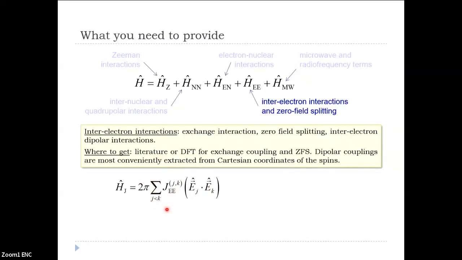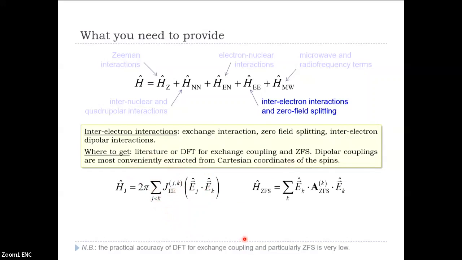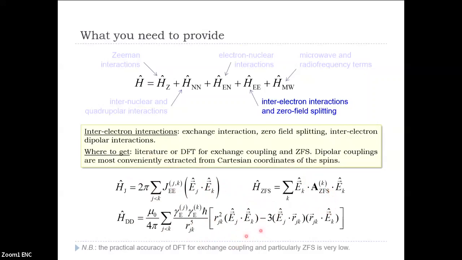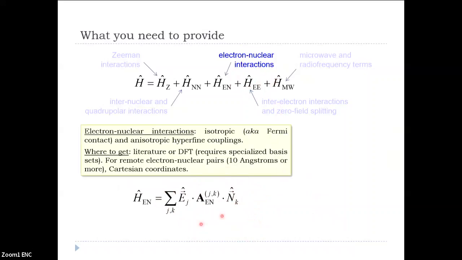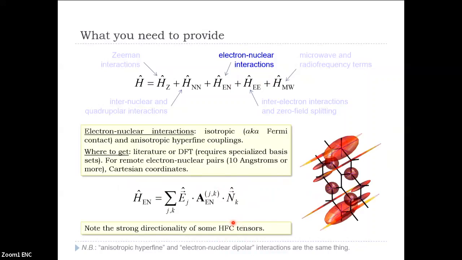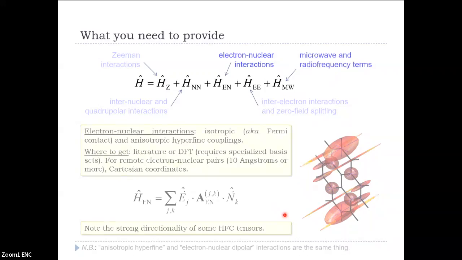Okay, so electrons also have J coupling. It's called exchange interaction. They have their own quadrupolar-like interaction. It's called zero field splitting, and the usual dipole-dipole term at some distance. Then electron-nuclear interactions, just hyperfine coupling. Fermi contact is isotropic, and the anisotropic part is just a dipole-dipole interaction. Those are very anisotropic, as anisotropic as they get, particularly in aromatic systems. You can see needle-like tensors, so you need a very large grid to get them correctly integrated.